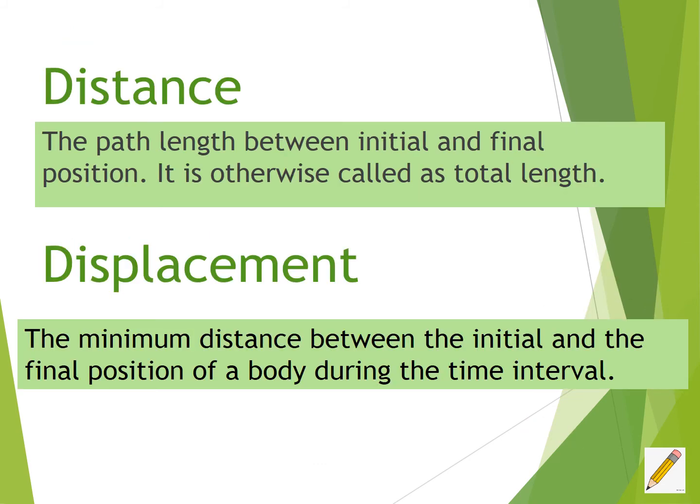We often see the words distance and displacement while solving problems. You must understand the difference between distance and displacement. Distance is the path length between initial and final position. It is otherwise called the total length, whereas displacement is the minimum distance between the initial and the final position of the body during the time interval.